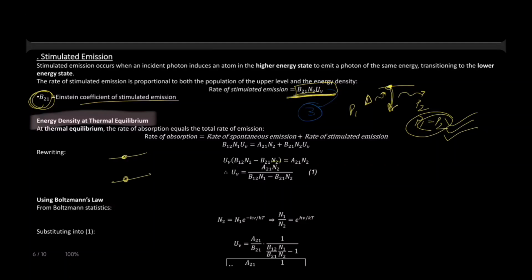What is thermal equilibrium? In simple terms, it is nothing but the atoms coming down and the atoms going up. Both are equal. So the rate of emission and the rate of absorption are equal. Now, the rate of absorption is equal to spontaneous emission plus stimulated emission.